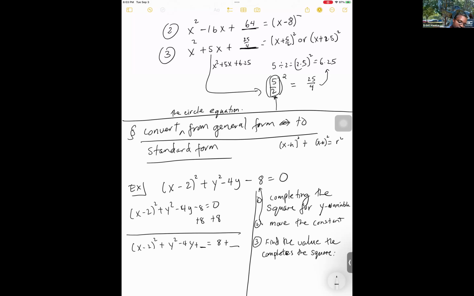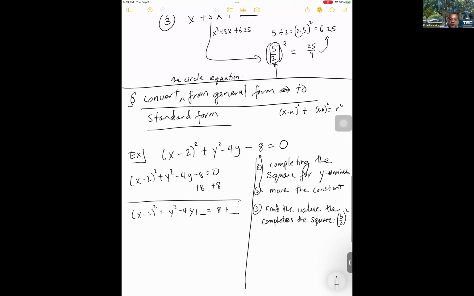And of course, I'm going to write the formula for you. It's going to be b divided by 2 squared, that middle value. So what's my b right here? My b is -4. And so what I have to do is take -4, divide it by 2, and then square it. -4 divided by 2 is -2. -2 squared is 4. And so it means I have to put a +4 on both sides of the equation.